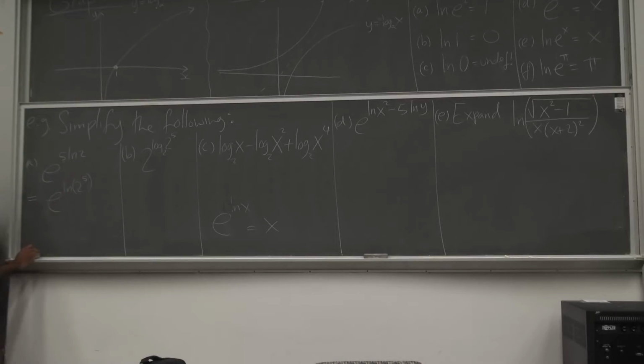So that means I can write that. And now the e and the ln are right beside each other, according to the rule, now I can cancel them. And the result is 2 to the 5th, or 32. 32 is the answer. So that's a fancy way of writing 32.